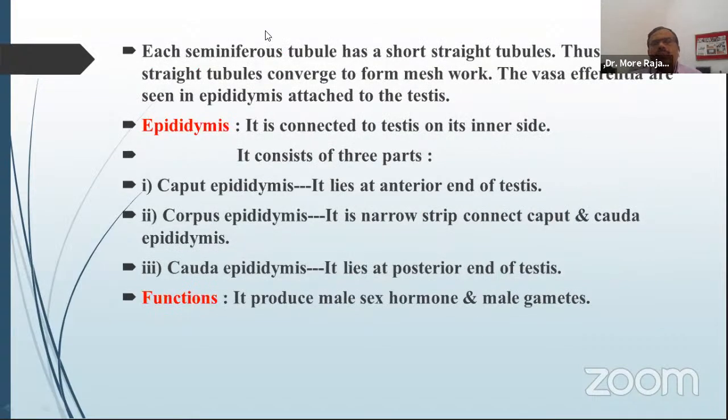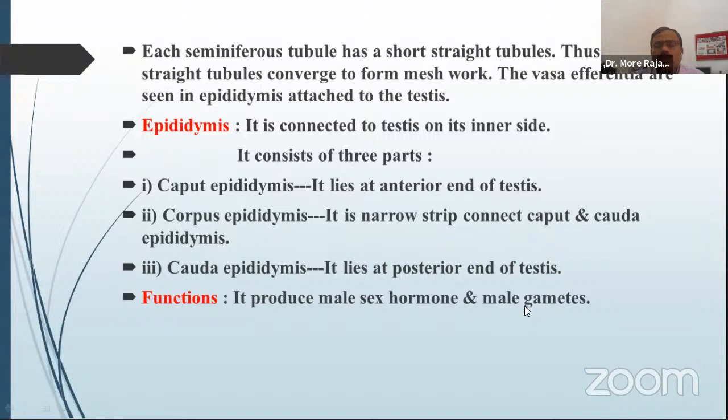Now each seminiferous tubule has a short straight tubule, and several straight tubules converge to form the mesh or network. The vasa efferentia are seen in the epididymis, attached to the testes. Now come to another structure, the epididymis. The epididymis is connected to the testes on its inner side. It consists of three parts that we have seen: the caput epididymis, corpus epididymis, and cauda epididymis. The anterior portion is the caput, the middle portion is the corpus, and the tail portion, the posterior end, is called the cauda.